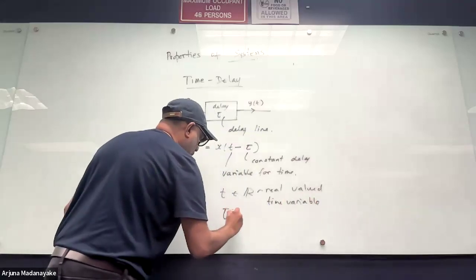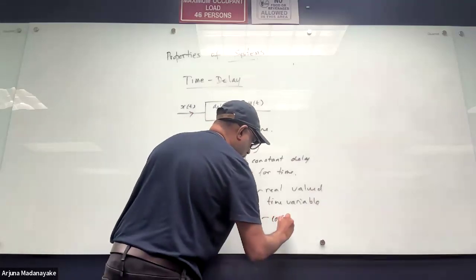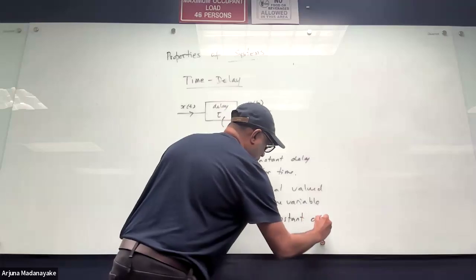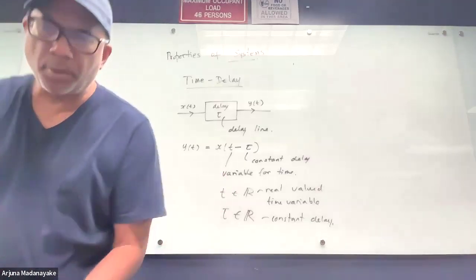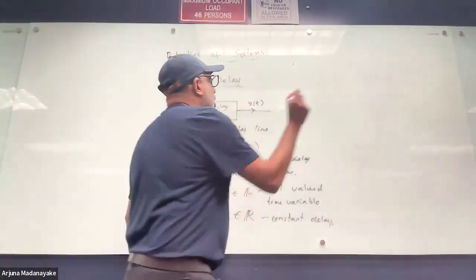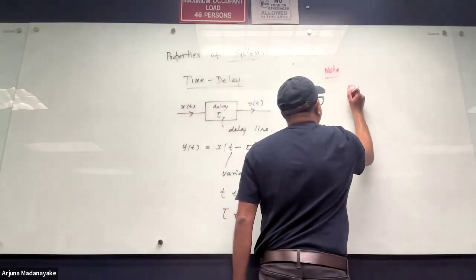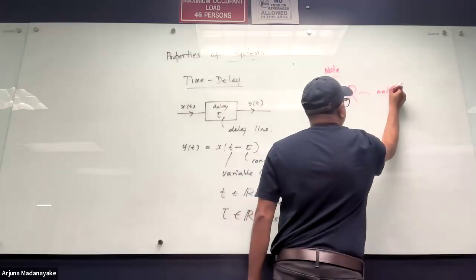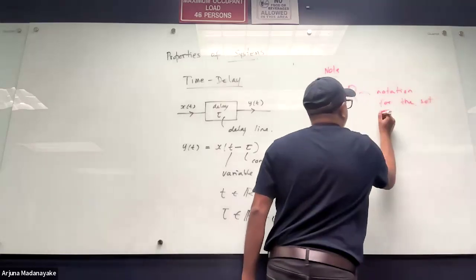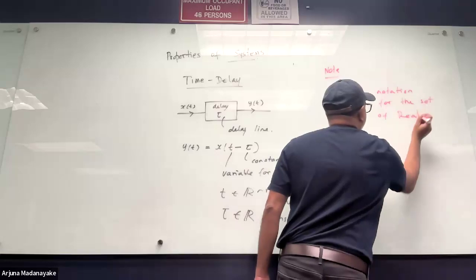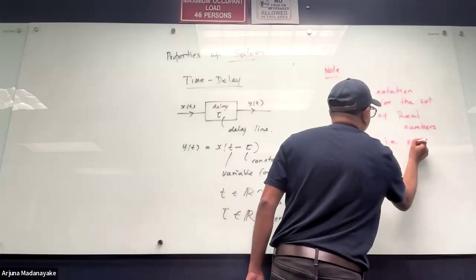And tau is also real valued. Here this funny symbol, this R with two strokes, is a mathematical symbol for real numbers. So note R is the notation for the set of real numbers, i.e. the real line.